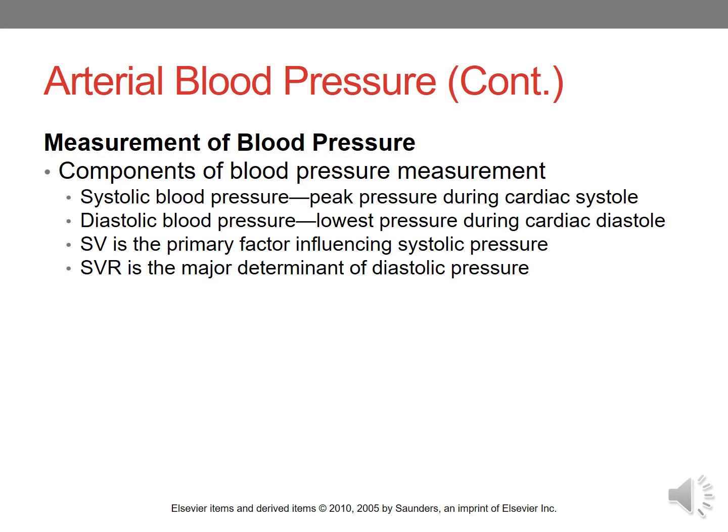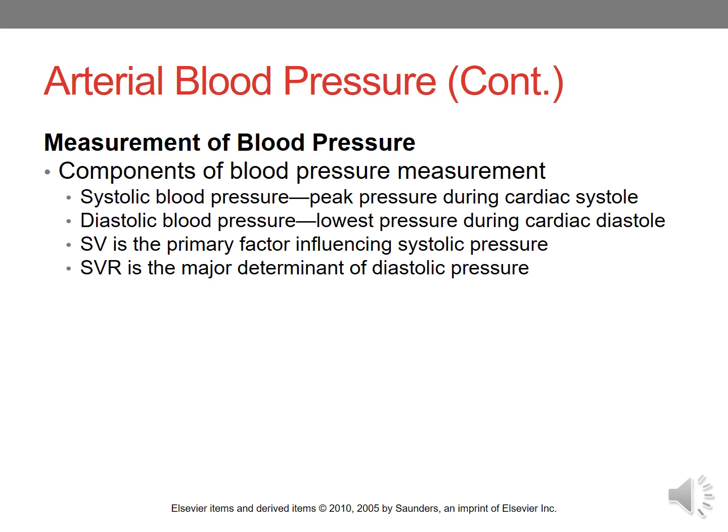So just to tie this in, I'm going to add in the SV. The SV here stands for stroke volume, which is the volume of blood that leaves the heart per contraction, as we went over in the previous slide. And that's the primary factor for systolic pressure. SVR is abbreviated for systemic vascular resistance, which is the afterload, which we just went over in the previous slide.